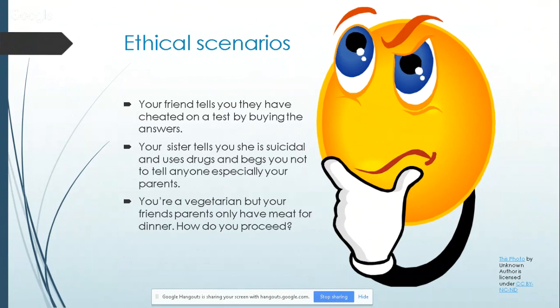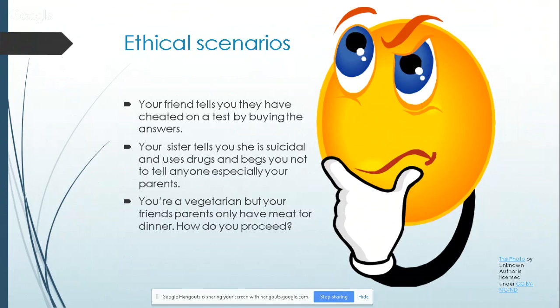So another one: your sister tells you she's suicidal and she's using drugs and maybe even cutting herself, and she begs you not to tell anybody. Don't tell your parents. She doesn't want anybody to know, but she's even considered a plan. This is a really tough one. Is talking to your parents going to freak them out? How are your parents going to respond? How do you talk to your sister and try to get her into counseling?